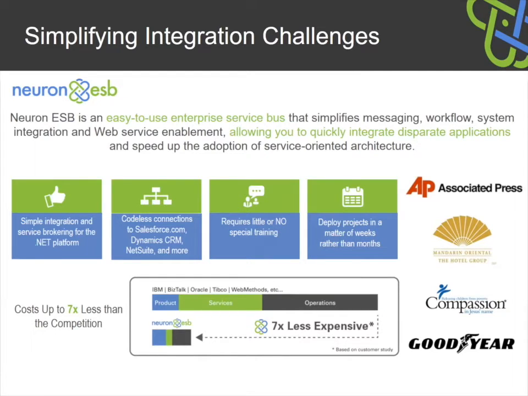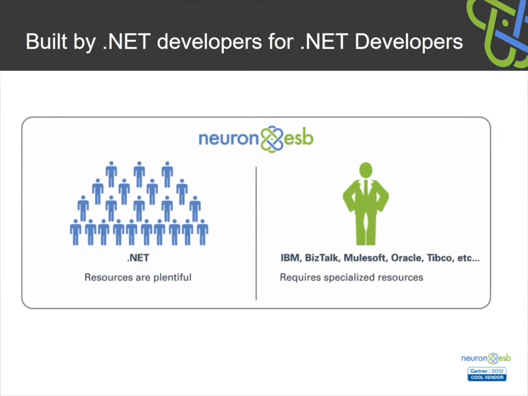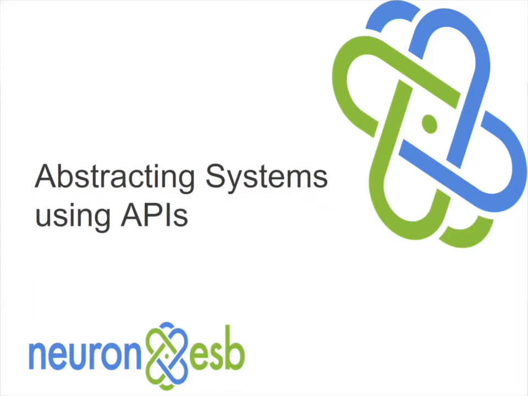Now, what does that mean to you? That means customers get to leverage their own resources or outsource the junior .NET developer resources for a fraction of the cost. More just do the work themselves. And that means they get to market faster. I think we've talked enough about the value of Neuron. Now let's see how we work in the API world.